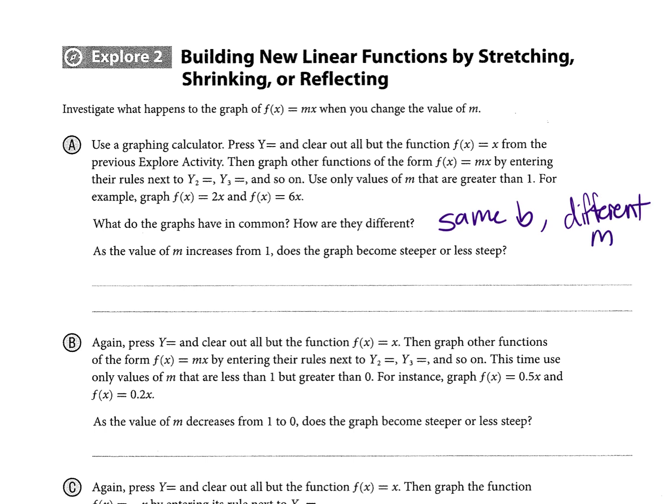It says, as the value of m increases from 1, does the graph become steeper or less steep? The higher that m value gets, the steeper it becomes.